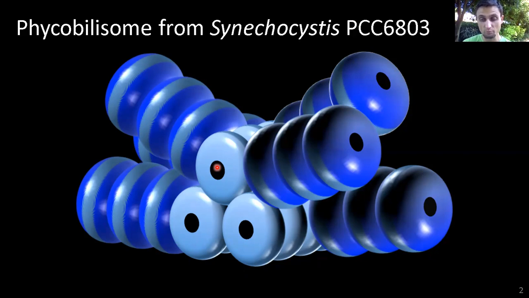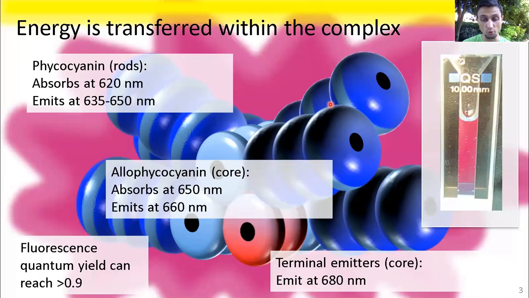Here you can see a toy model of this complex, showing a few core units and 6 protruding rods. This huge complex binds almost 400 phycocyanobilin pigments whose spectral properties are drastically tuned by the protein environment, covering a broad range of absorption and emission energies from the rods, called phycocyanin, to the core, called allophycocyanin, to the terminal emitter subunits in the core.